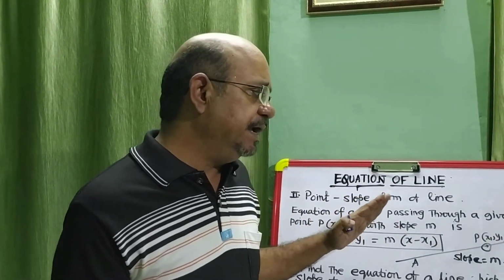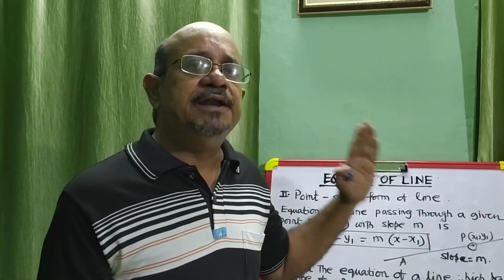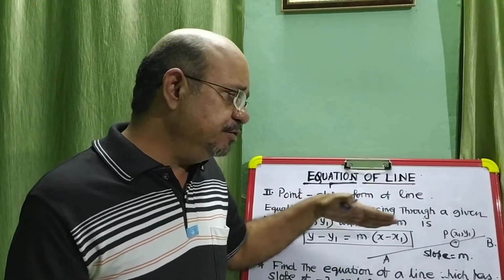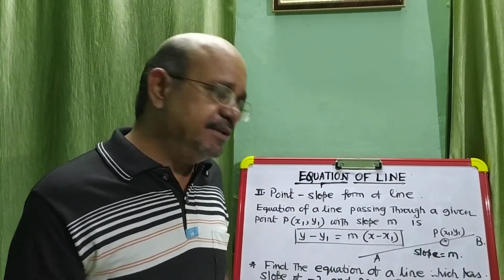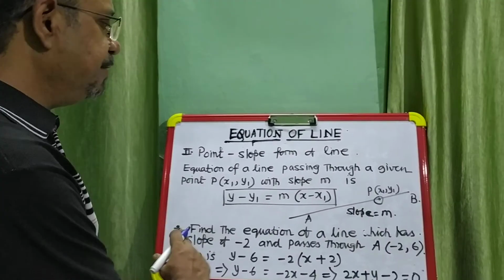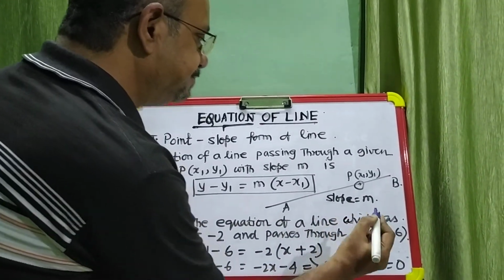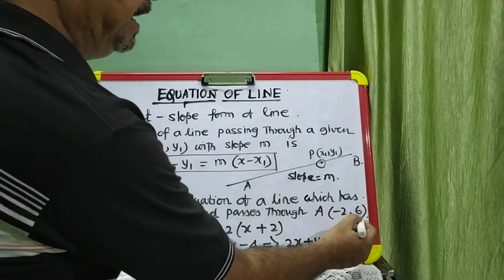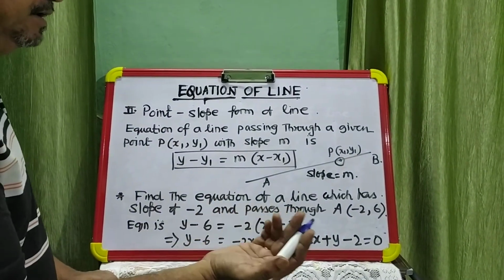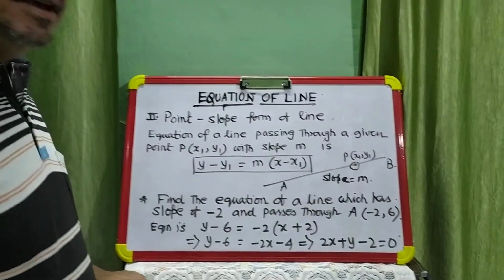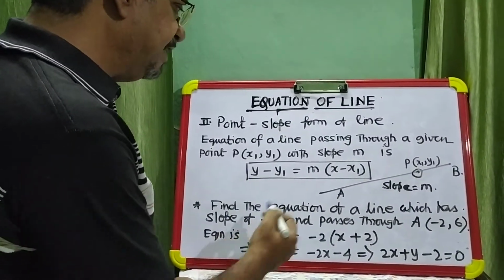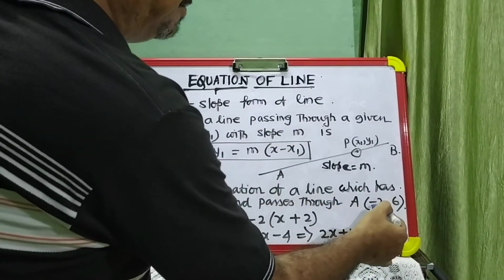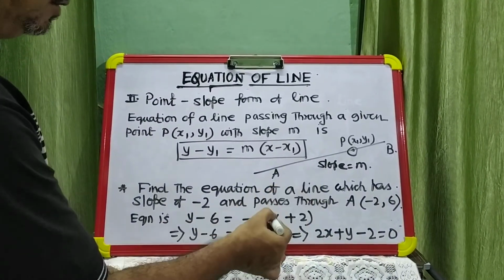Whenever a point on the line is known, we can find out the equation of the line by knowing the slope of the line and substituting in this format. Let's take an example. Find the equation of a line which has slope of minus 2 and which passes through the point A(minus 2, 6). I have taken an example where directly the slope is given. Well, I substitute in this particular format. Here (x1, y1) is (minus 2, 6) and m is equal to minus 2.